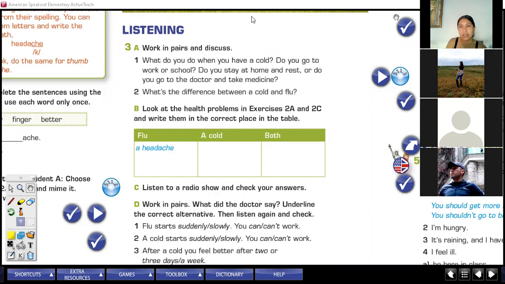Okay, so we're gonna see here, and it says in here, look at the health problems and write them in the correct place. Okay, first we're gonna make a guess. We're gonna try it on our own.